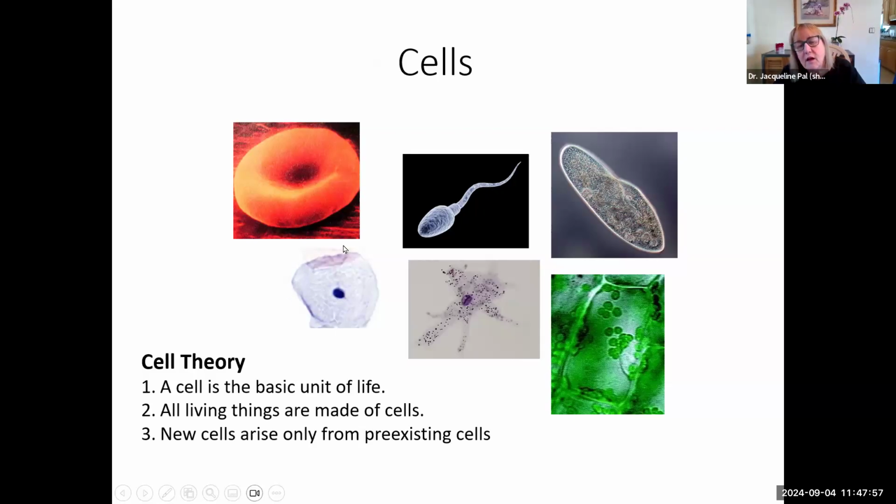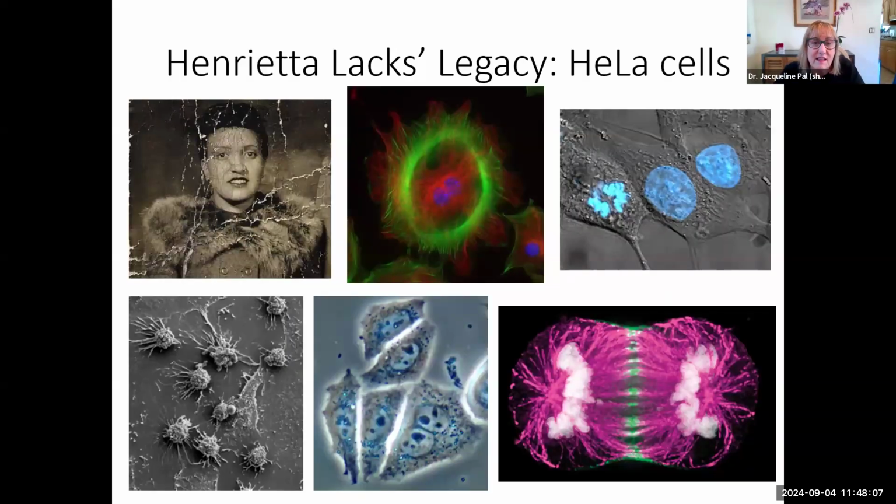This is a cell as it would look if you took it during a normal pap smear, ladies. This is what a normal cervical cell looks like. Whereas these are Henrietta cells, cervical cells. So as you can see, these cells look angry or nasty in comparison.